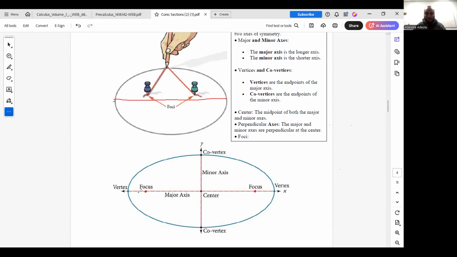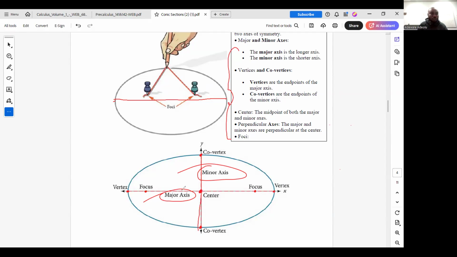And that is where we have the vertices. The other two ends, that is where we have the co-vertices. Okay? And now the longer part is the major axis, and the shorter part is the minor axis. So that is basically what I was explaining using all of this. Then we can talk about the center.